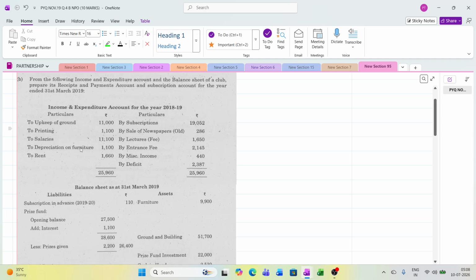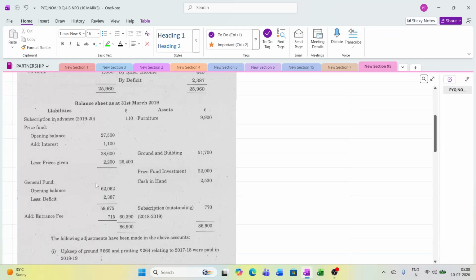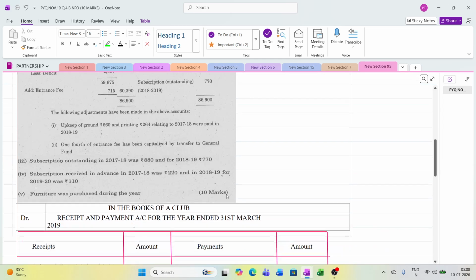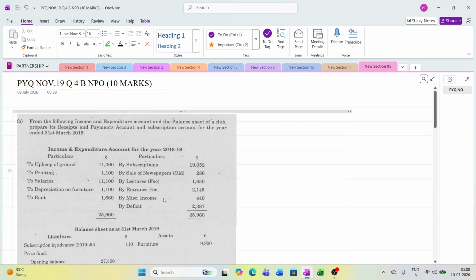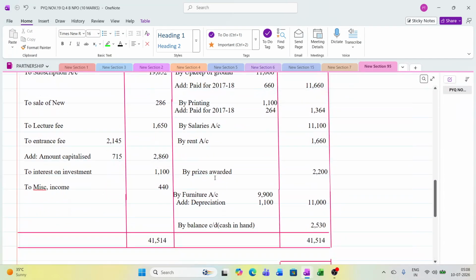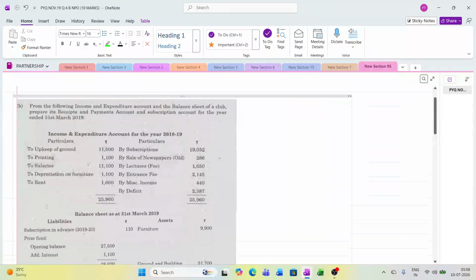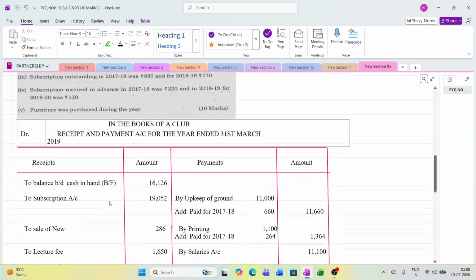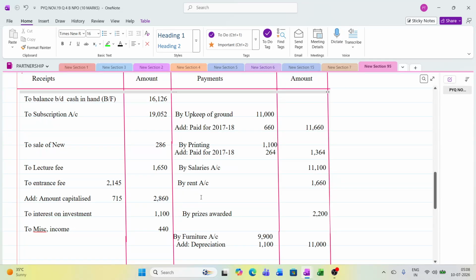Next item, depreciation will not appear, but the furniture was purchased during the year. It is not an old asset. So what is the amount paid for purchasing it? 9,900 plus this depreciation. So 11,000 was paid. So you have to take it to the payment side by furniture account. 9,900 and add the depreciation. So 11,000 was paid during the year. So next one is rent account. There is no adjustment. So just take the 1,660 straight away to rent account.